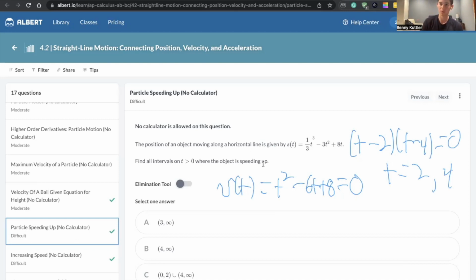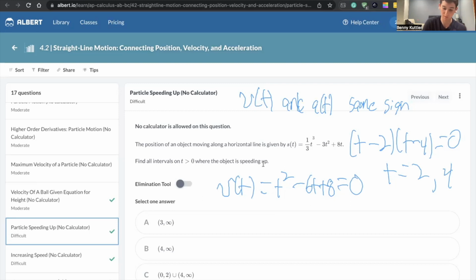So we're going to have to look for times where the signs of v of t and a of t are the same. So v of t and a of t, same sign. So that could be positive and positive or negative and negative. Because if you're moving forward and your acceleration is positive, you're moving forward more quickly, then you're speeding up. And if you're going backwards, the velocity is negative, and your velocity is getting more and more negative, then you're still speeding up.